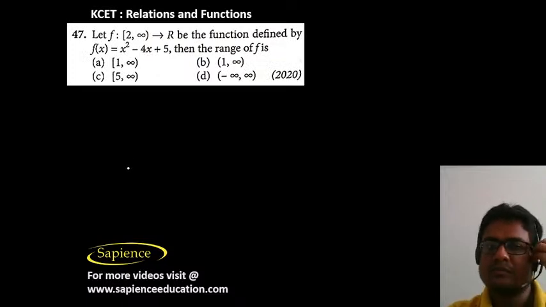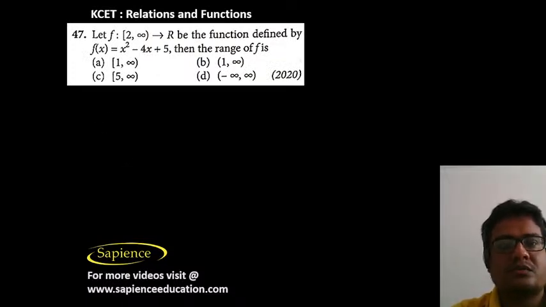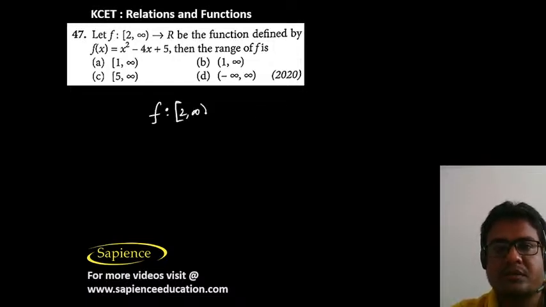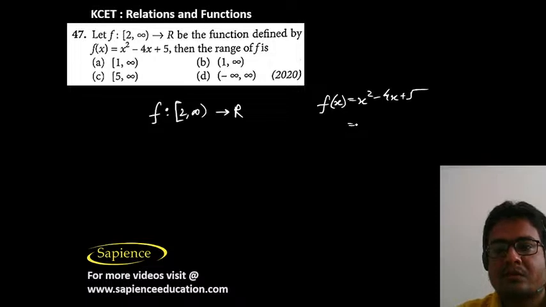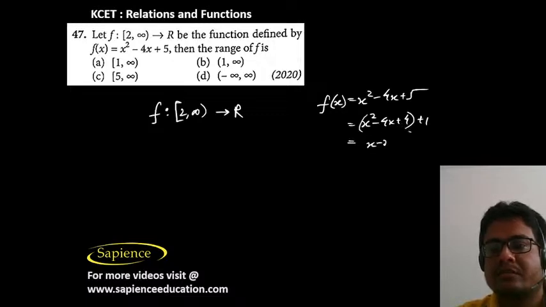Now, in question number 47, it has been told that f is a function which maps from the set 2 to infinity to R, defined by f of x equals x square minus 4x plus 5. Find the range of f. This can be written as x square minus 4x plus 4 plus 1. Now this can be written as x minus 2 whole square, using a square plus b square plus 2ab, plus 1.